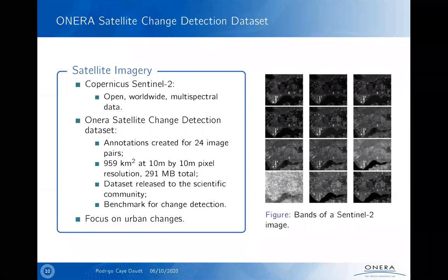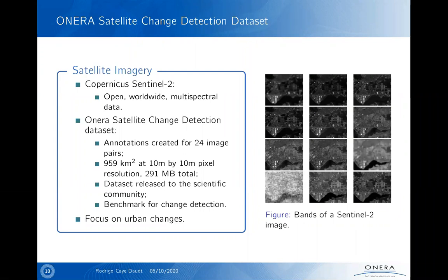We used open images from the Sentinel-2 satellites, which cover the whole world, so we can get many different terrains. And it's also multispectral data, which we're going to see later. It's pretty useful in some cases. So this was all labeled manually to produce pixel labels at a pixel level for all the pixels in the dataset. And the focus of this dataset is urban changes.